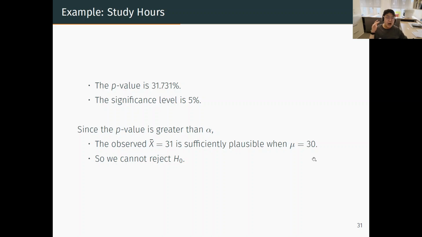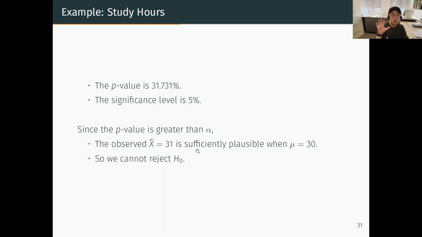Then you can conclude that the ranking of suspiciousness of our observation is 31%, which is not that bad, because our cutoff is usually 5%. I am going to reject the 5% most suspicious outcomes, but mine is not among them, so I don't need to reject, right? I will reject only 5%, but mine is outside that 5%. So I'm not going to reject my null hypothesis. This is our conclusion. We cannot reject the null hypothesis.